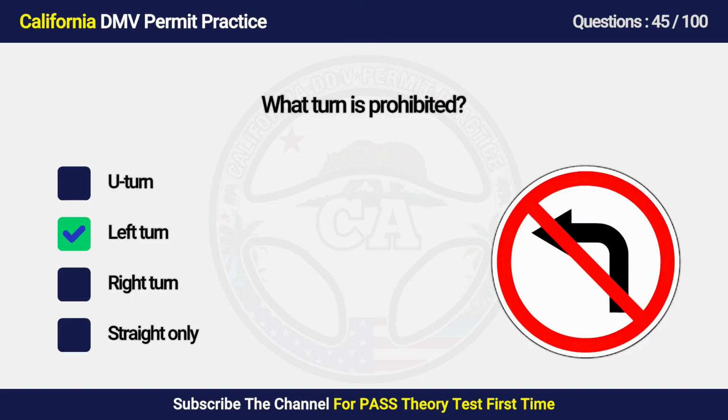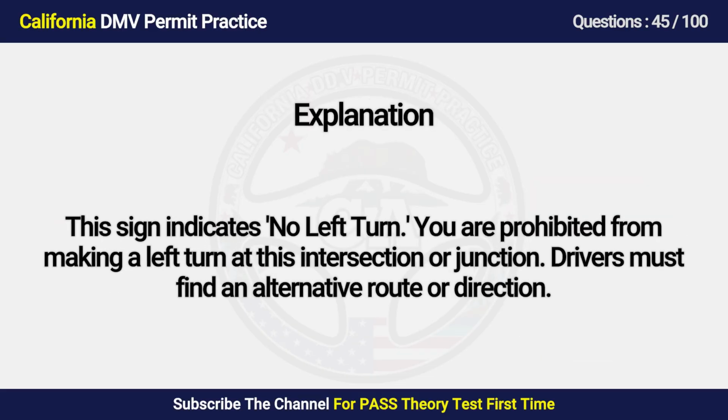Answer is B. Left turn. This sign indicates no left turn. You are prohibited from making a left turn at this intersection or junction. Drivers must find an alternative route or direction.